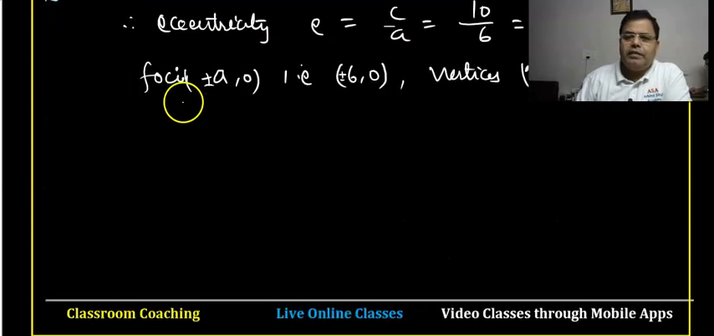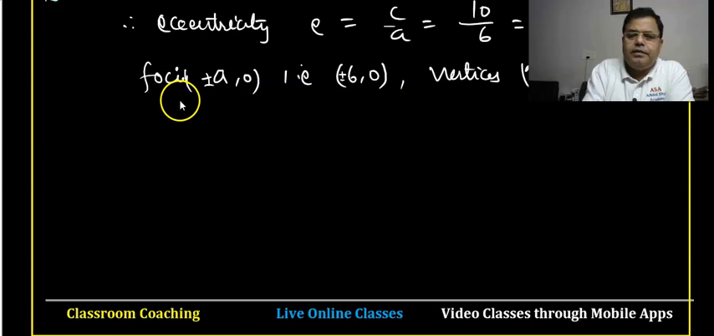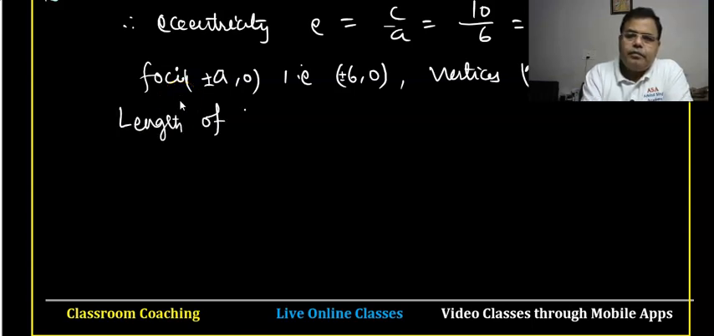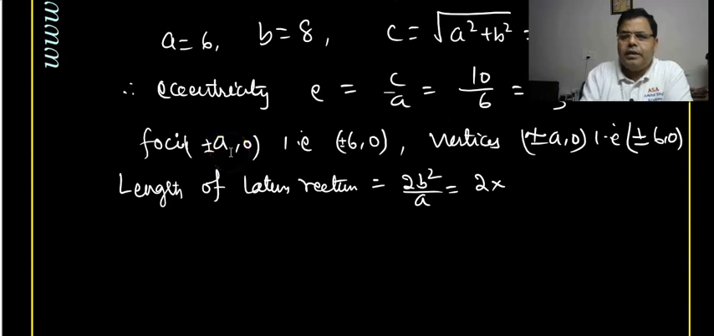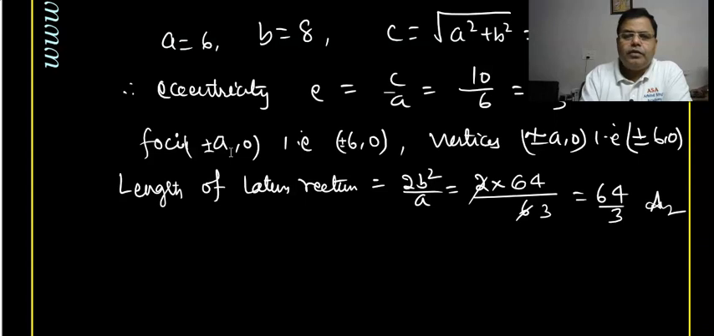Length of latus rectum is 2b square upon a, that is 2 into b square, which is 64, and a is 6, so this is 64 by 3 units, the answer. So this is the type of questions which we have discussed till now.